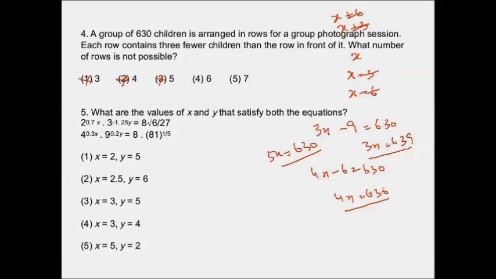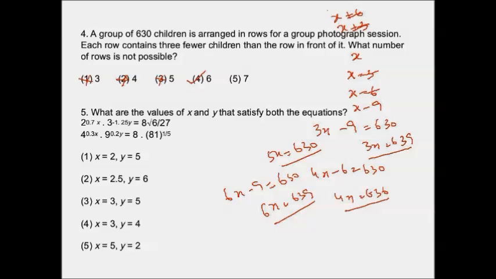If there are 6 rows, add another row either here or here. This time let's add over here. So 6 and 6 will get cancelled out, 3 and 3 will get cancelled out. We have got 6x minus 9 is equal to 630. And in this case, 639 should be a multiple of 6, which it is not. That means my answer is option 4, which is equal to 6.